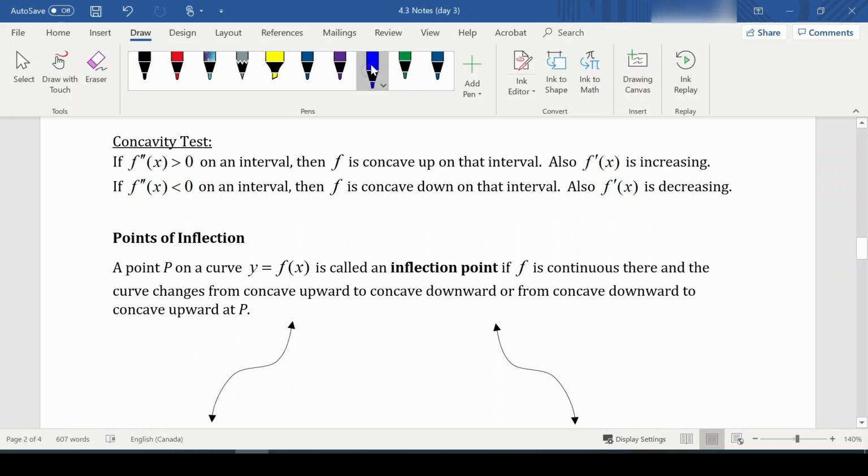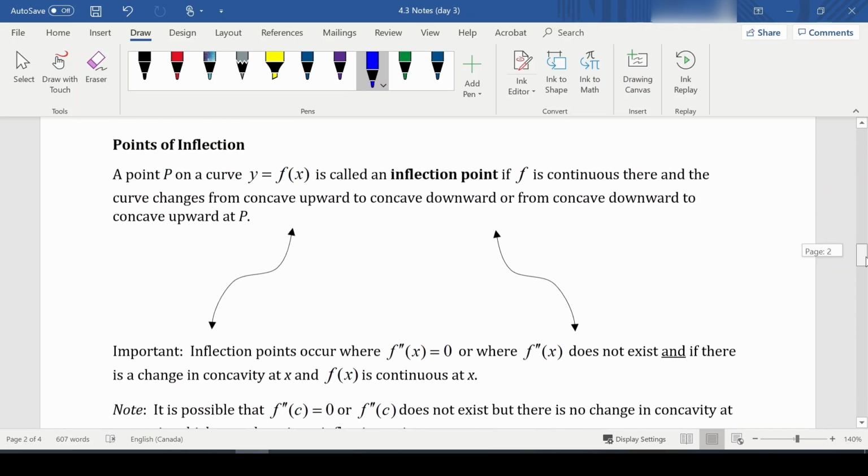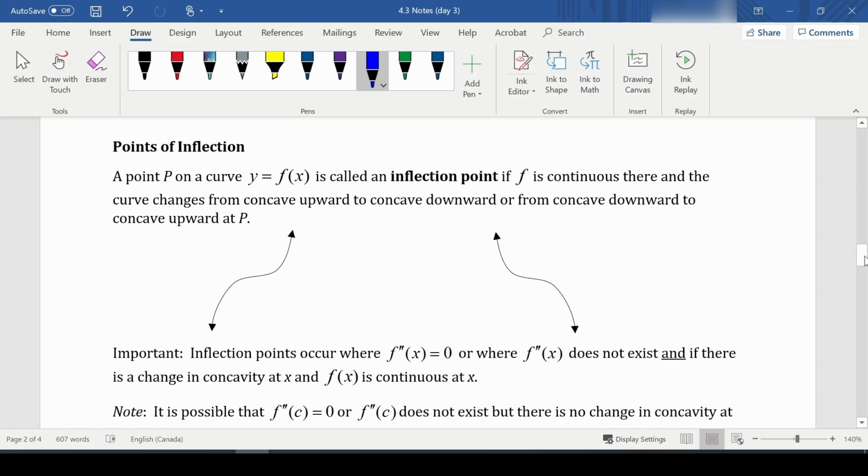Points of inflection are where you have a point on a curve such that f double prime equals 0 or does not exist, and there is also a change in concavity. So f must be continuous at that point, and the curve is going to change from concave upward to concave downward or concave downward to concave upward. So here would be a point P where we have a change in concavity. Here, these would be concave up, and here these would be concave down.